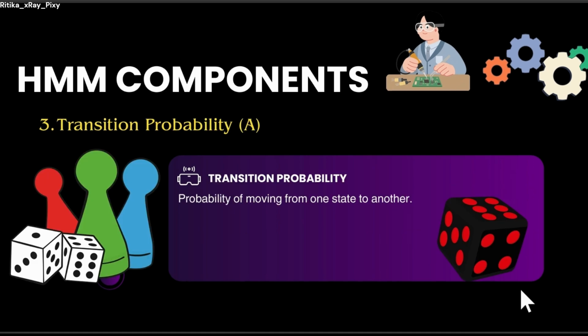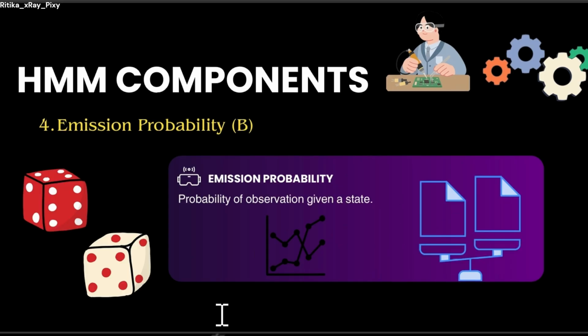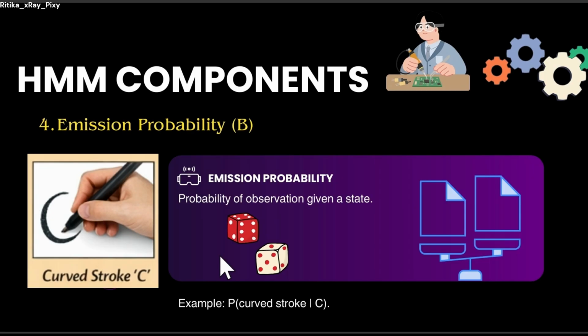The third component is transition probability. That is the probability of moving from one state to another state. For this example, it is the probability of moving from letter C to letter A. The fourth component is emission probability. That is the probability of an observation given a state. For example, the probability of the curved stroke given that the letter is C.